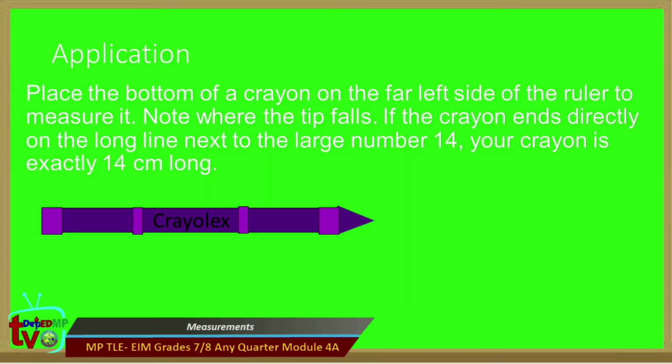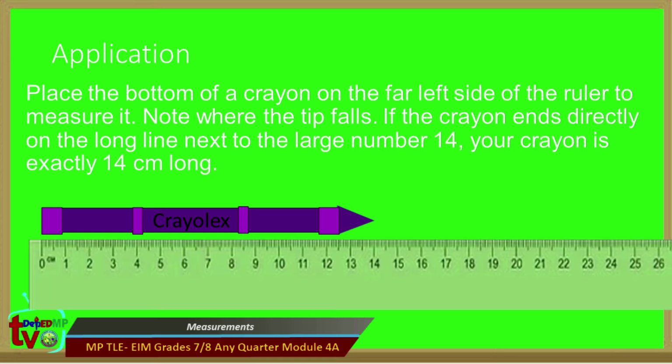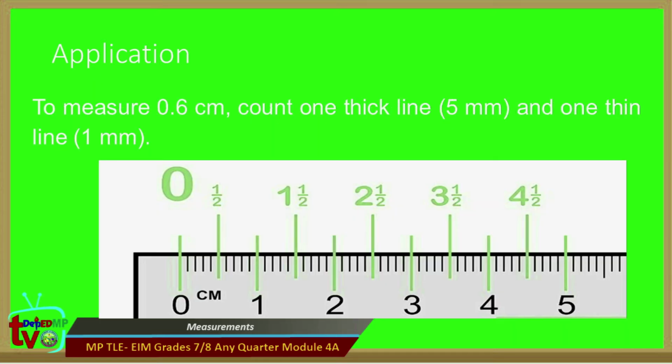Example: place the bottom of a crayon on the far left side of the ruler to measure it. Note where the tip falls. If the crayon ends directly on the long line next to the large number 14, your crayon is exactly 14 centimeters long. Another example: to measure 0.6 centimeters, count one thick line which is equivalent to 5 mm and one thin line which is equivalent to 1 mm and then add.